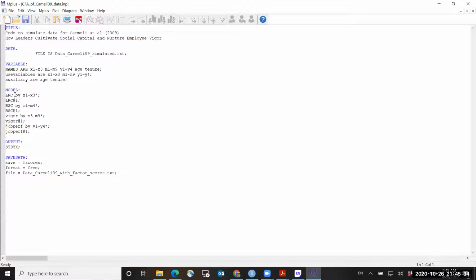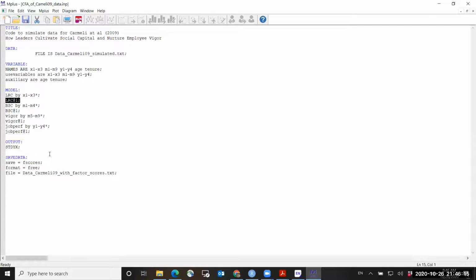I have here the factors LRC, BSC, vigor, and job perf, each measured by the respective indicators. In this particular example, I chose to fix the first factor loading. Actually, I decided to free the first factor loading. Here I simplified the notation. This means x1, x2, x3. I start here, meaning all these factor loadings are free, and then I fix the factor variance to 1, and I do the same for all the factors.